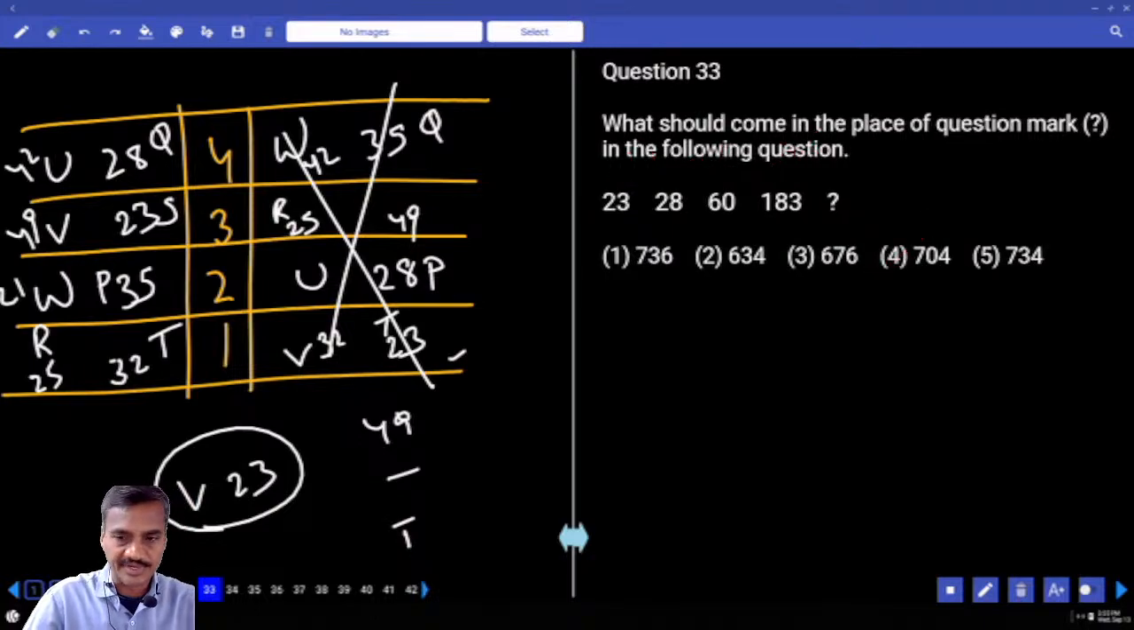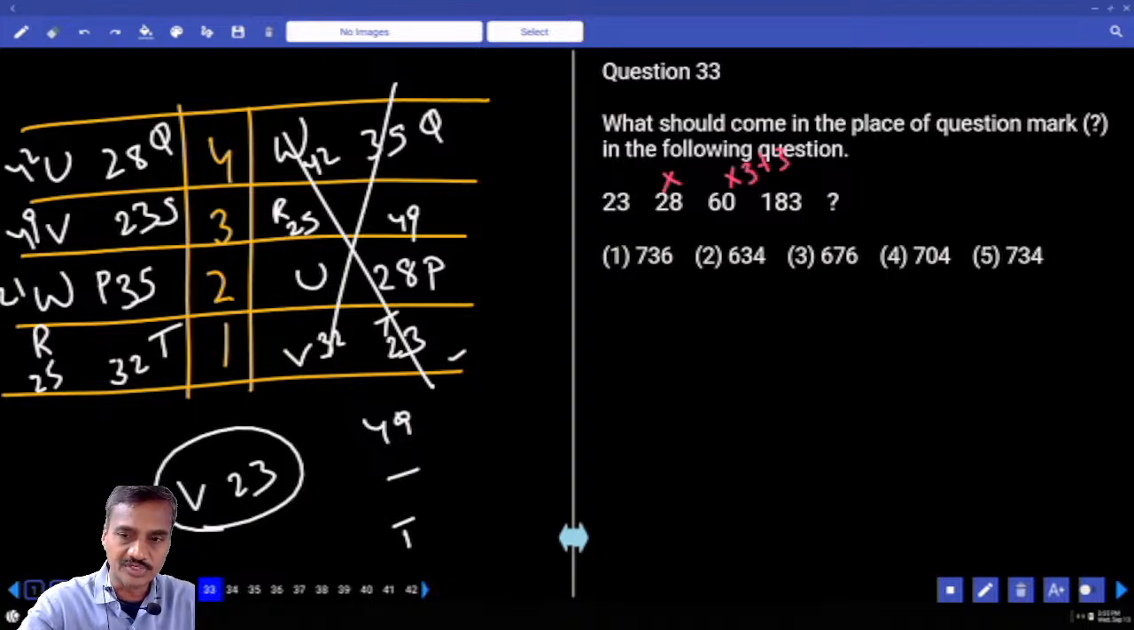The next one 23 and 28, what is the difference we have? 5. And 28 and 60, what is the difference we have? Now it does not come under difference because 23 to start and the choices are in 700. And 180 to 700 at least it is 4 times multiplied, isn't it? Hence it must be product or combination. Now product is not possible here, combination.